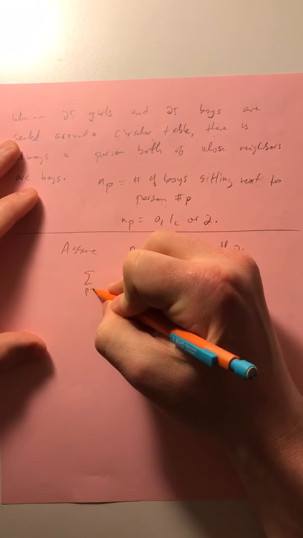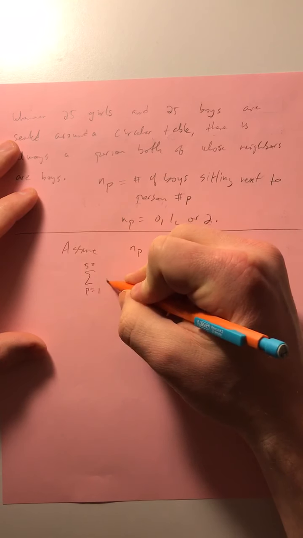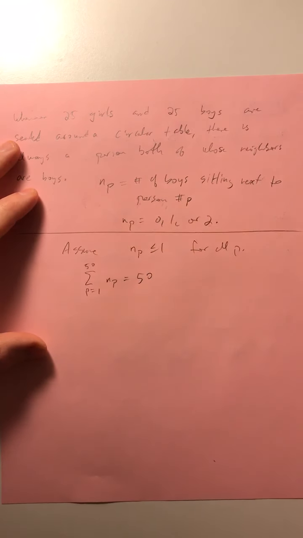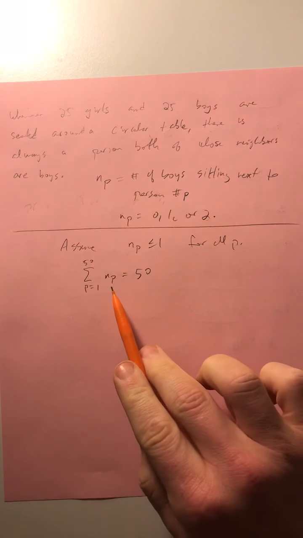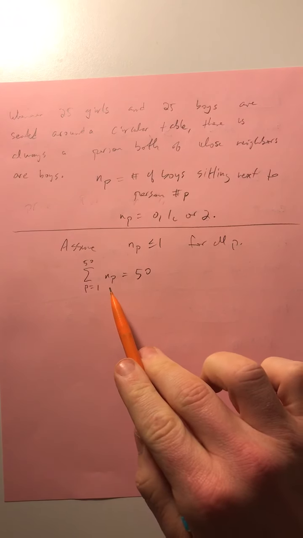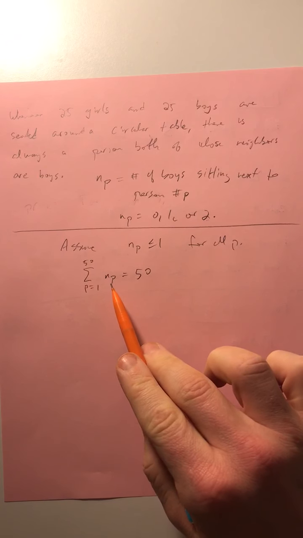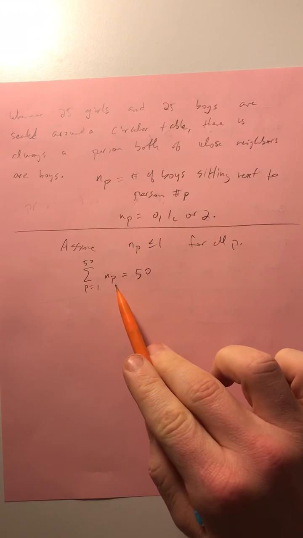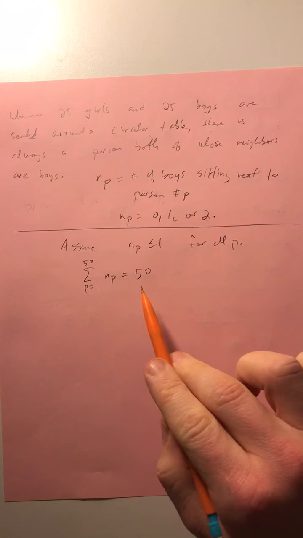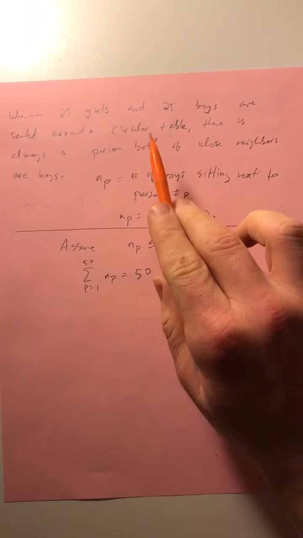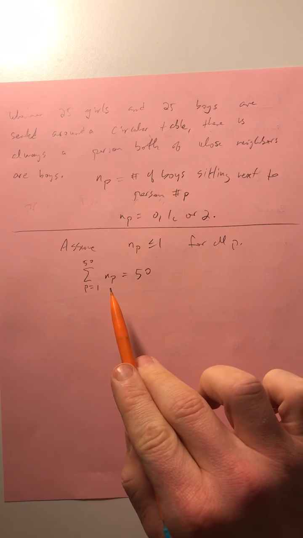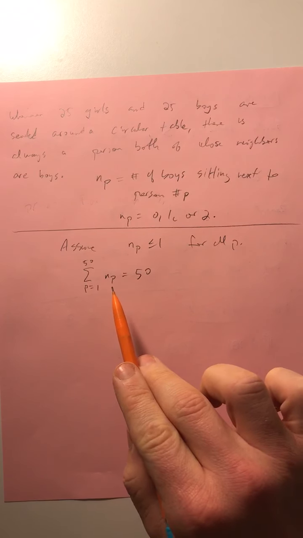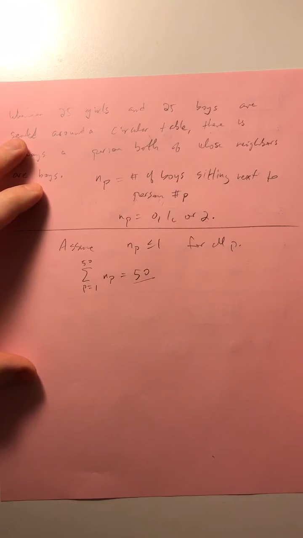So let's note that if we add up all the NPs, we get 50, because if I go around the table and count the number of boys that each person is sitting next to and add them all together, that's going to count all of the boys exactly twice. So I have 25 boys. This counts all the boys exactly twice. It's going to count each boy once for the person on the right and once for the person on their left. Right? So I get 2 times the number of boys.